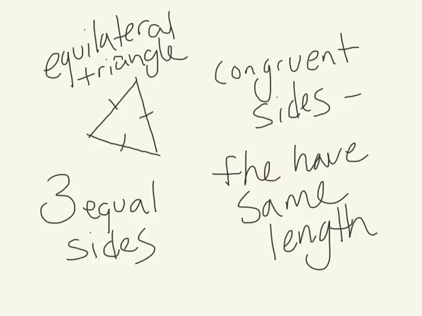So an equilateral triangle is the first triangle we are going to talk about today. Now, the other neat thing about an equilateral triangle is that since all of the sides are congruent, its angles are congruent as well. Just a fun fact that maybe you'll use a little bit later on.